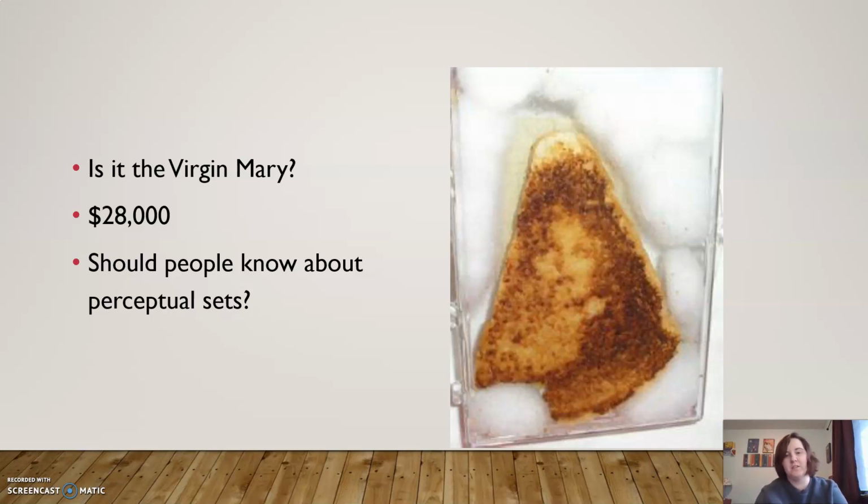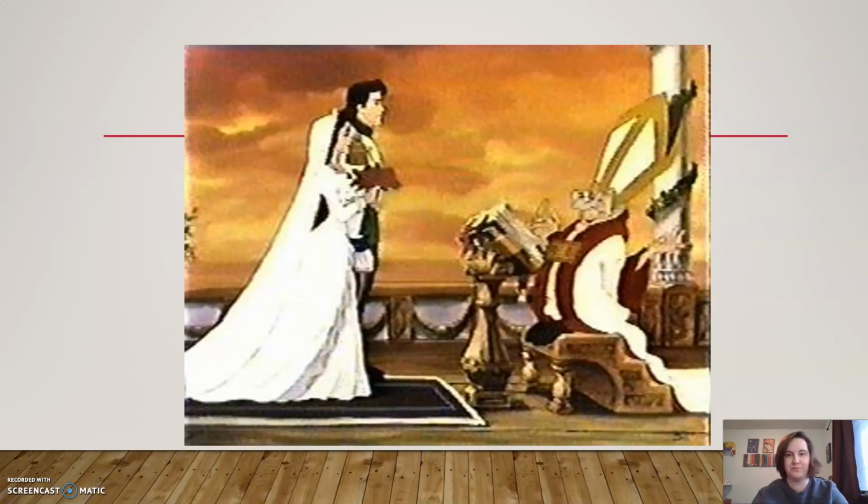This piece of toast sold for $28,000 on eBay, and some casino bought it and took it on a world tour to see the miraculous Virgin Mary toast. People should probably know about perceptual sets, and then they wouldn't pay all this money for a piece of toast. Because the second I tell you that there's a face in there, you look for it and you find it, and you're like, oh my gosh, they're right. When there's really nothing there. It's just your brain and the expectation and schemas and perceptual sets, all coming together to make you see a face in this toast.